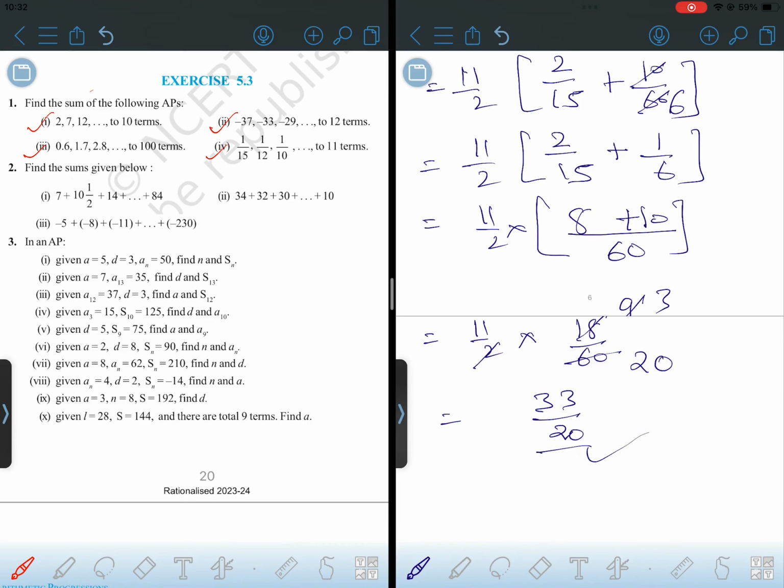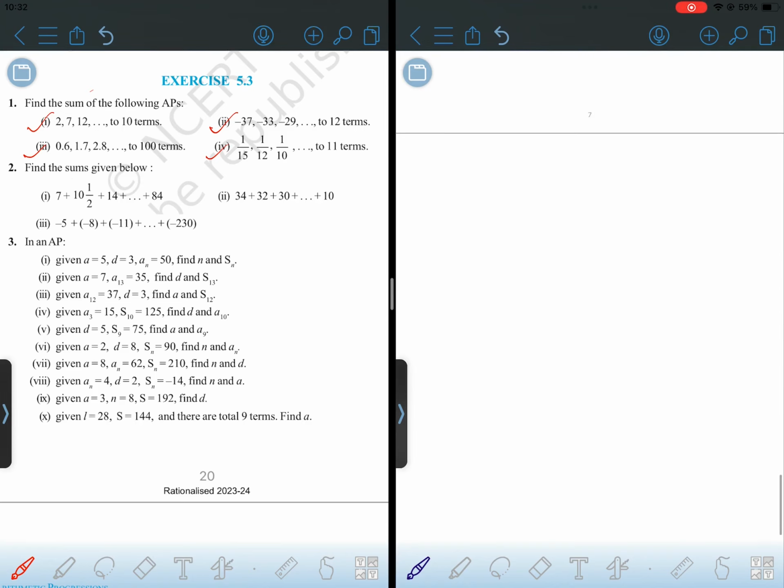So we have covered all the four parts of the first question. I hope they are very clear, because each question has the same way. They have given us one AP, so we have to identify the first term, then find the common difference, and then they also give the number of terms, so we can use the formula of sum of n terms of AP and find the sum of the AP. So now let's start with question number two.